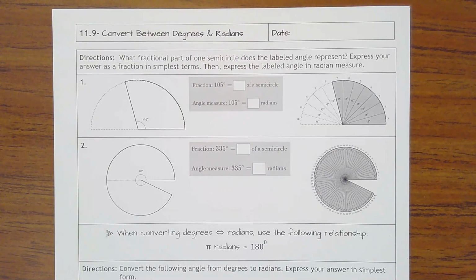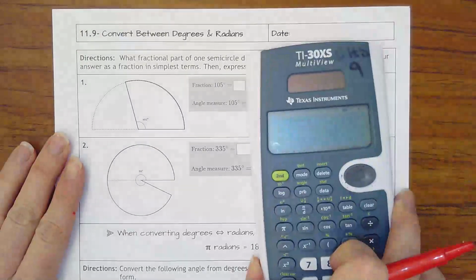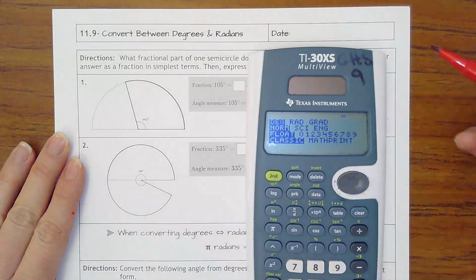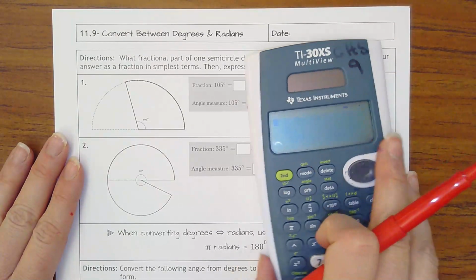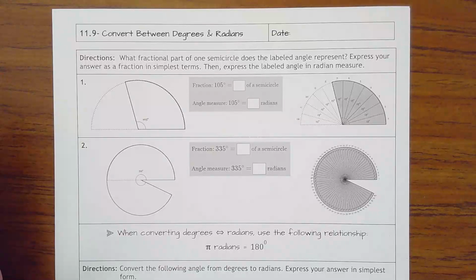11.9, convert between degrees and radians. So we've been doing everything in degrees. And when I first started doing trig stuff with you, I said check the mode on your calculator because there is degrees and then there's also radians. Radians deals with pi most of the time. We'll get to when it doesn't.